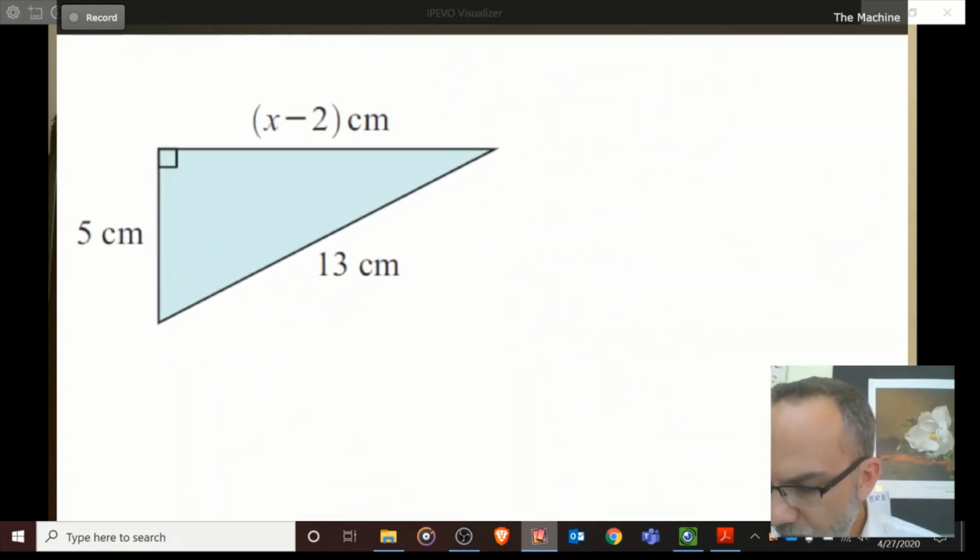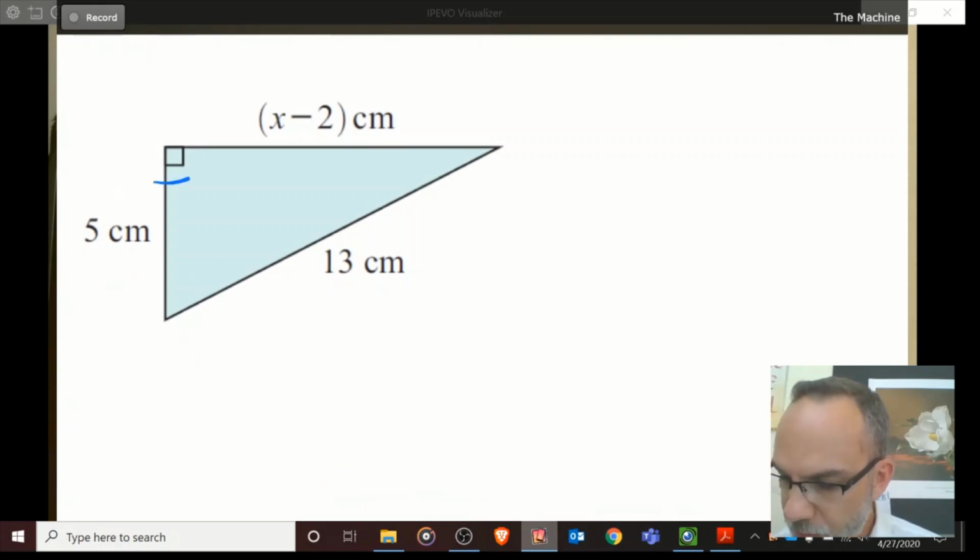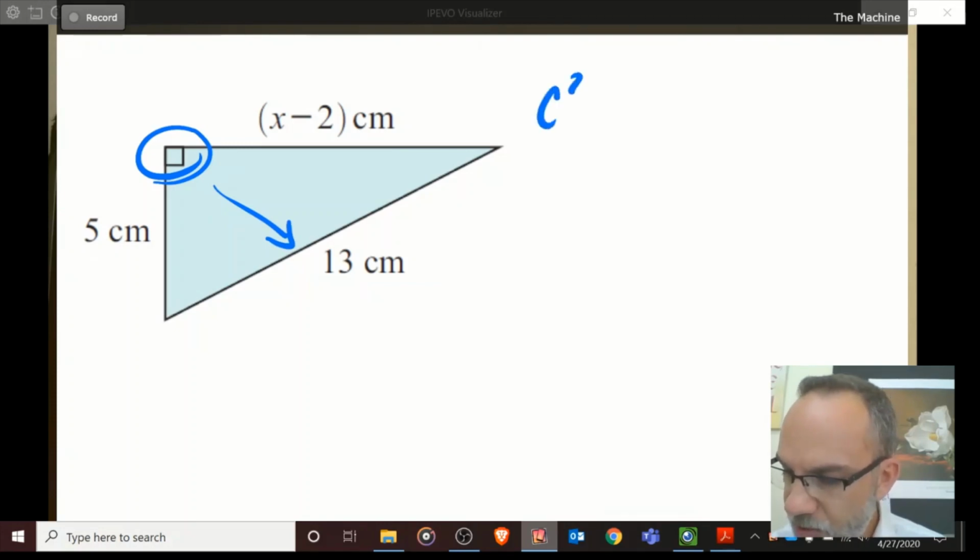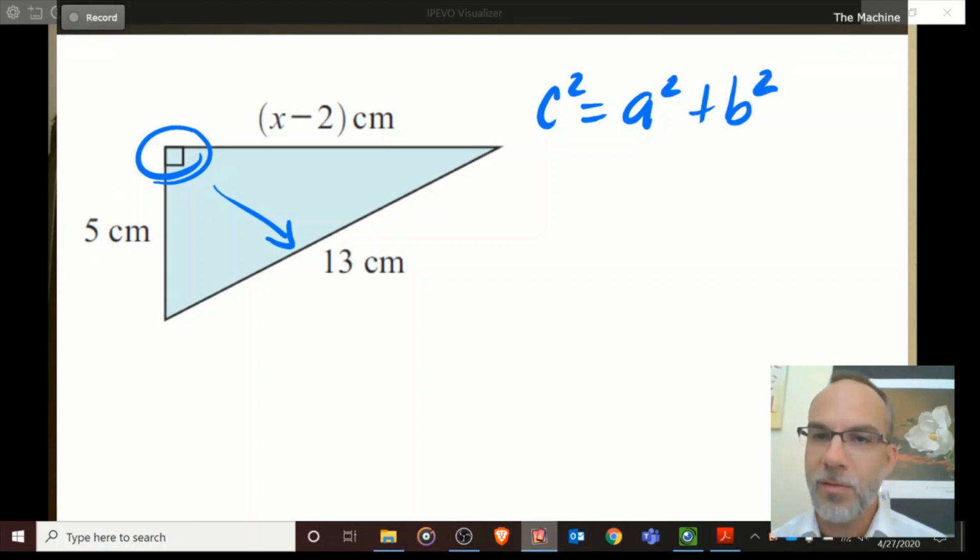Oh no, now this one. Okay, find the right angle. Whoop, there it is. Find the hypotenuse. Right there. All right, same thing. C squared is equal to a squared plus b squared. Every time you use the formula, write the formula down.